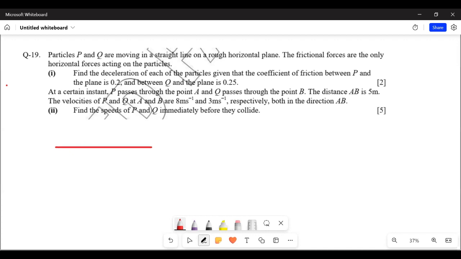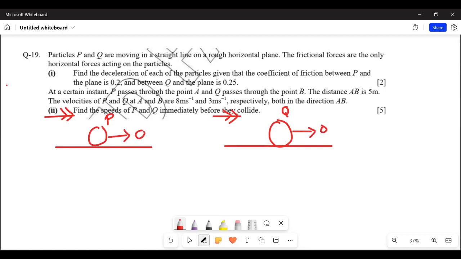Okay, so there's a plane, there's a particle P moving on it. They're saying that the only force acting on these two particles is the frictional force. So if it's moving in this direction, and Q is also moving in this direction, then there's no forward force. Forward force is zero. Backward force is the friction, and we know that friction equals mu times R. So this is the backward force mu R, and this is the backward force for Q, mu R.